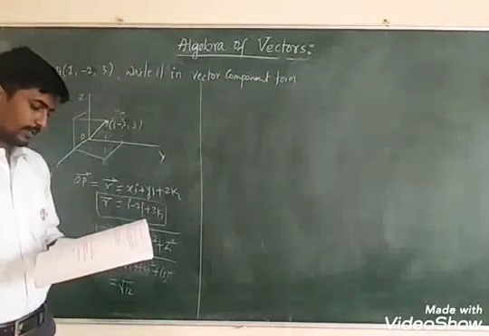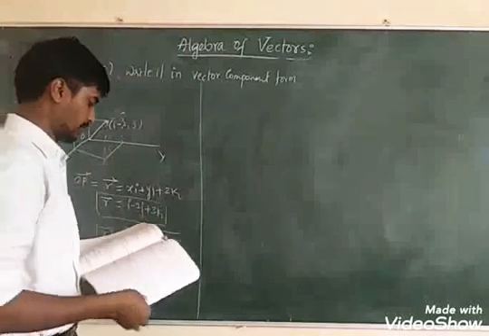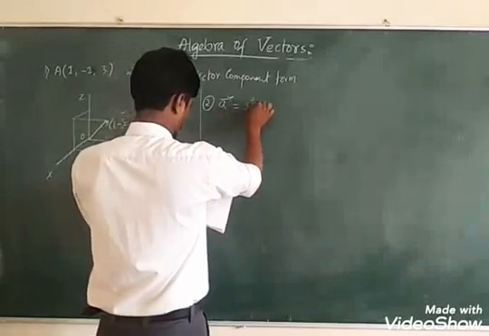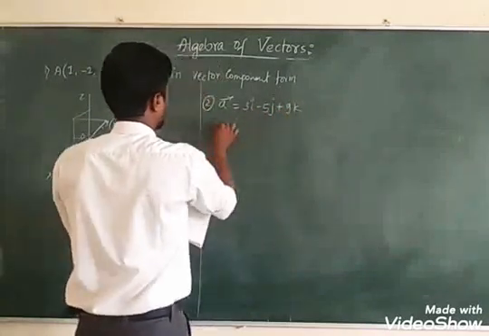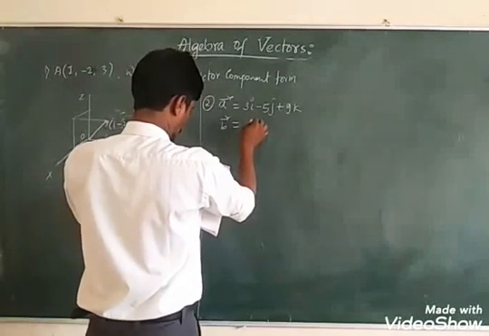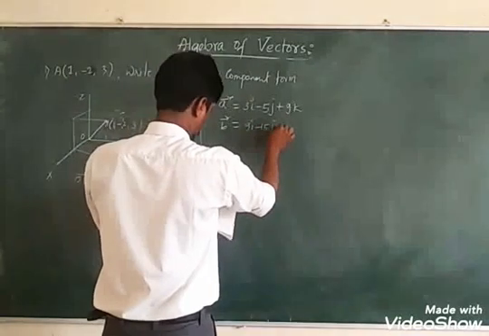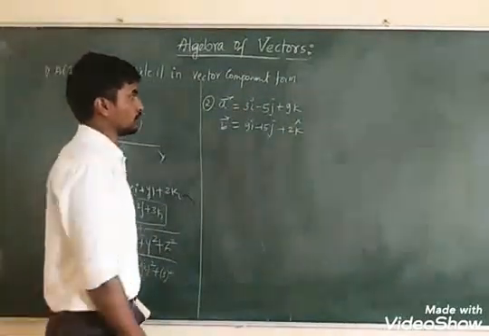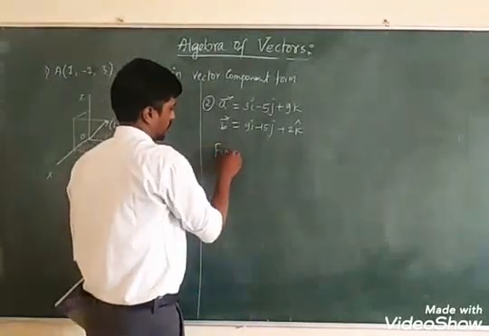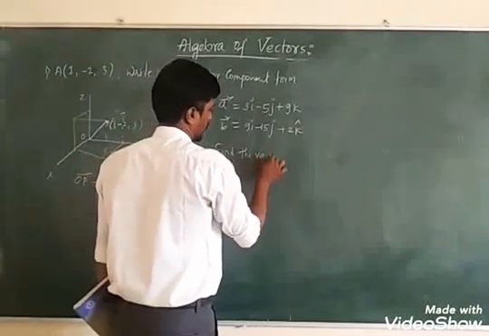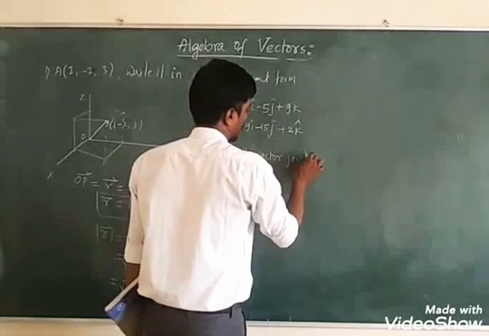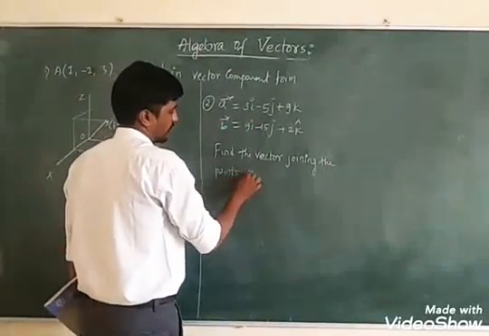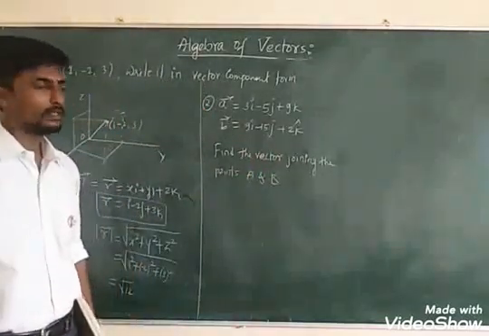Let's move on to the next. Example number 2. Two vectors are provided. Vector A is 3i minus 5j plus 9k, and vector B is 9i minus 15j plus 2k. These two vectors are given. Then they ask to find the vector joining the points A and B. This is the question.